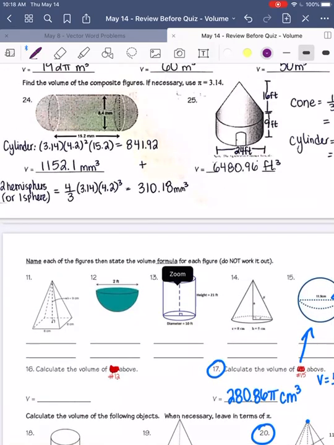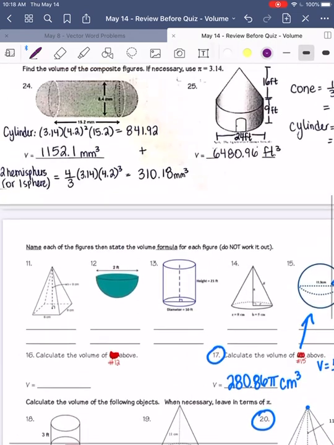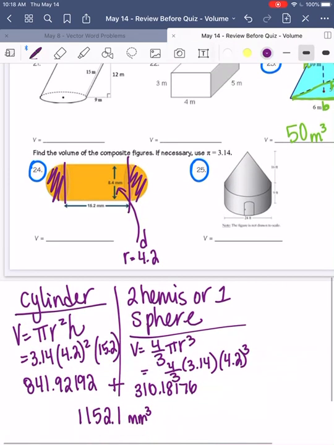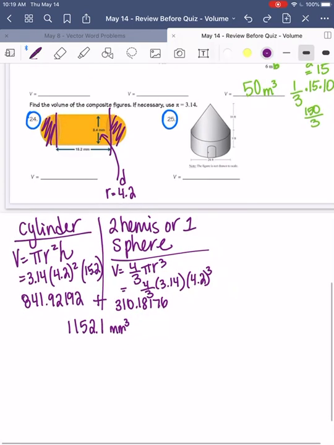I'm double checking to make sure I got it right. Yeah. And then, did I just do it? Yeah, I see up here in my work, I just did it with one sphere as well. But if you did two hemispheres, you would have just gotten half of that. So like 105, and then you would just have times it by 2 since there were 2 of them, but you still would have ended up at that answer. Okay, so 1,152.1 millimeters cubed.